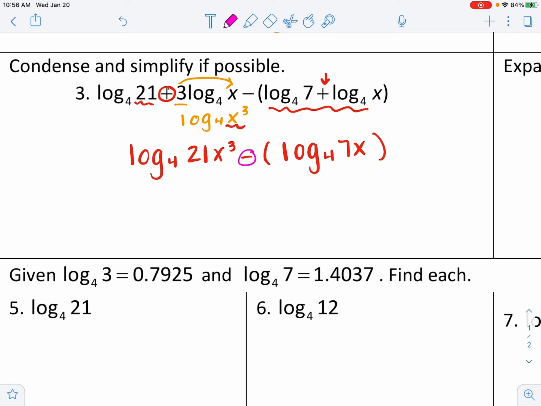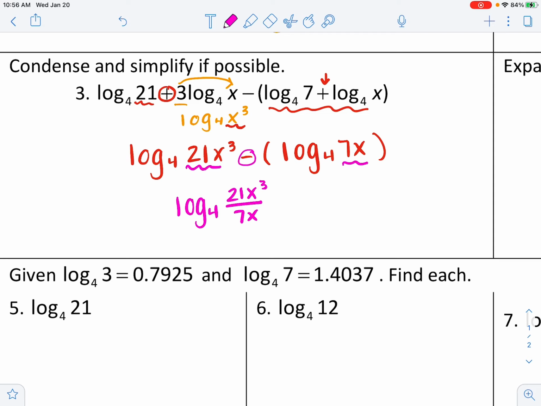When we subtract 2 logs, we can condense them into one by dividing what's inside of the log. So this becomes log base 4 of, well, this was the first one, so that's our numerator, 21x cubed, over, this is what's inside the second one, so over 7x, that's our denominator. Now, we've condensed it fully.